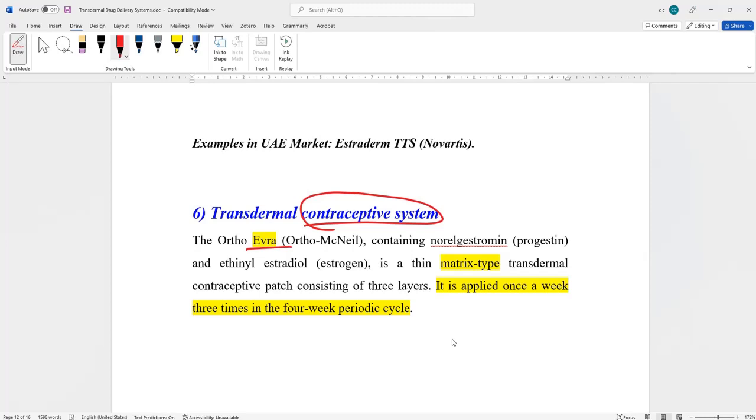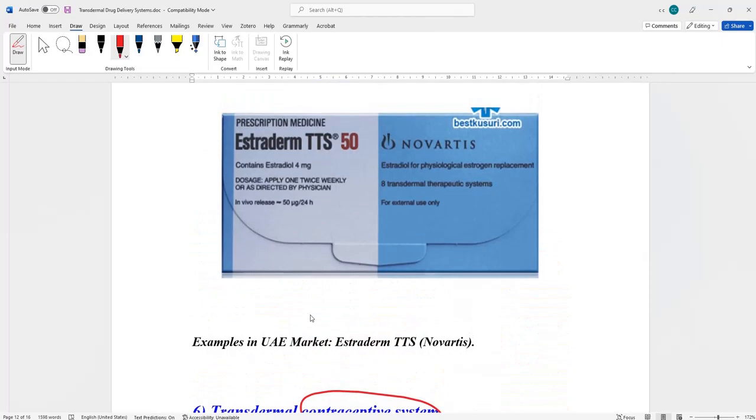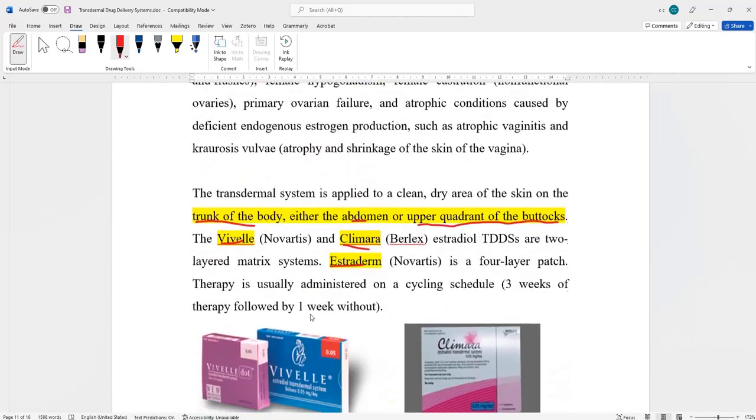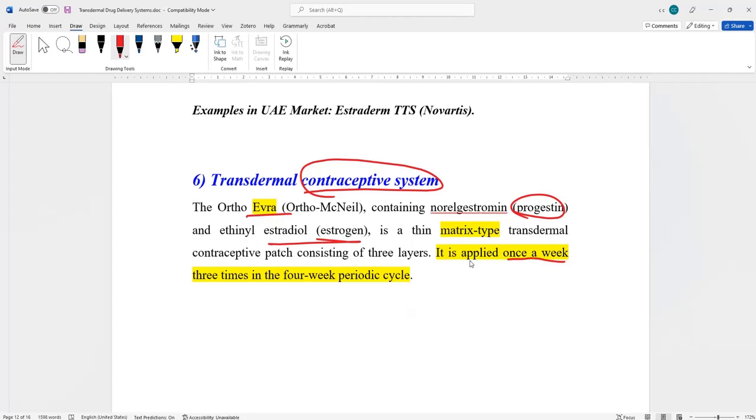And they contain 2 hormones, one a progestin, which is norelgestromin, and the other one is estradiol, the previous one that we talked about for menopause, which is an estrogenic hormone. Okay, so we have a progestin and estrogen. This type of transdermal system is applied once a week for 3 weeks, and then the 4th week will be taken off. Okay, so similar to the estradiol. Okay, but this is 1 patch per week.